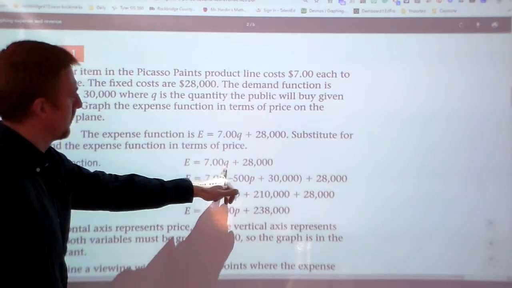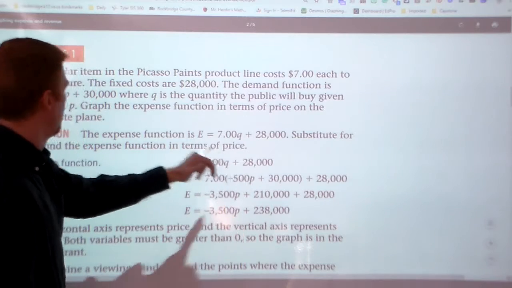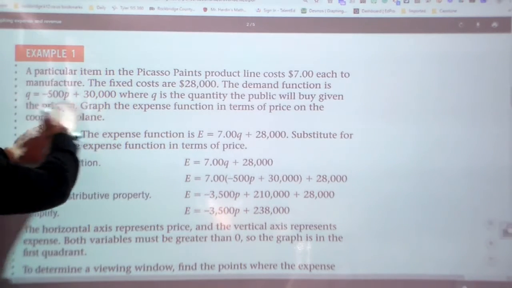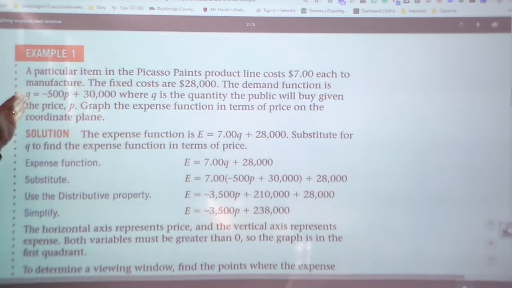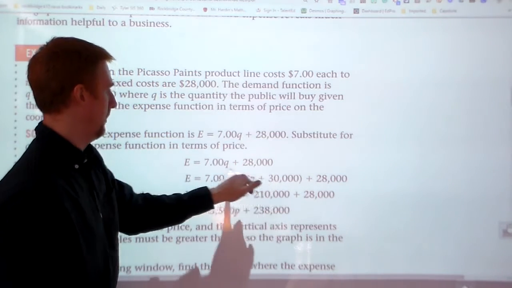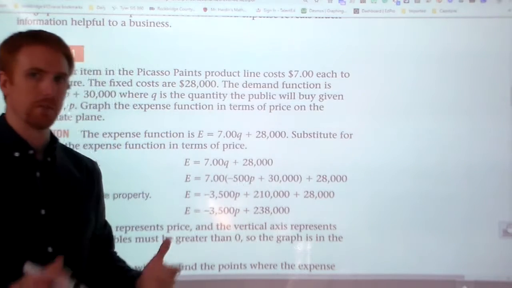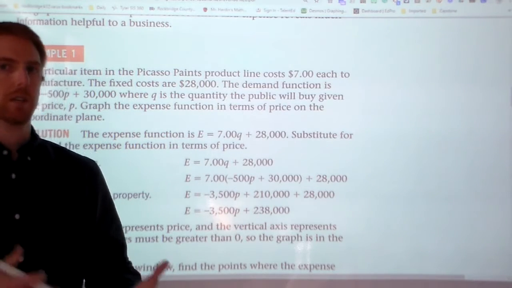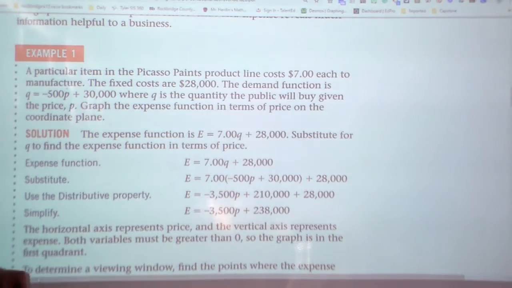But we want to take the quantity out and replace it with the demand curve, which is defined in terms of quantity. So you plug all that in for Q. That's what they're doing. They're substituting. Okay? You did substitution in Algebra 1 and Algebra 2. You're using it again here.